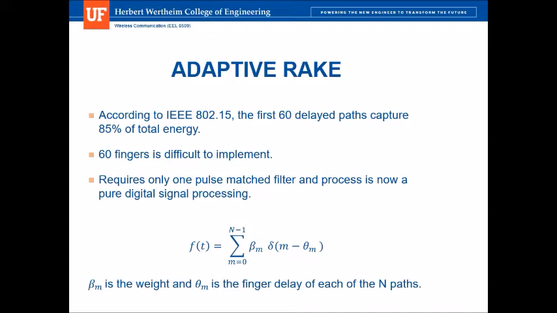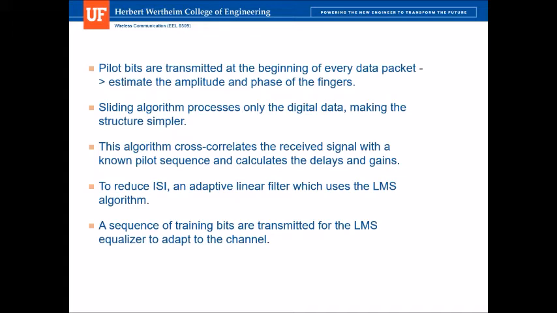The signal is given as follows using this formula, where beta m is the weight and theta m is the finger delay of each of the paths. Pilot bits are transmitted at the beginning of a packet to estimate the amplitude and phase of the fingers. A sliding algorithm is used to process only digital data, so it makes the structure simpler rather than having any comparing algorithms and so on.